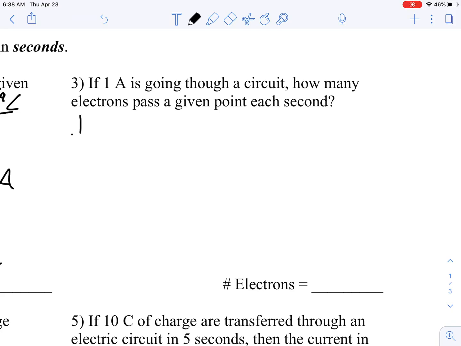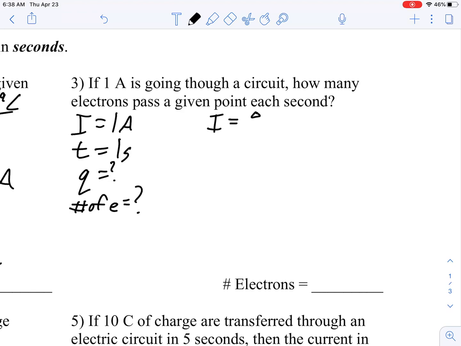So if 1 amp, so that's I, is going through a circuit, how many electrons pass a given point each second? Right, so this is actually a two-step problem already. So times 1 second. So we're looking for Q, and then we're going to convert Q to number of electrons. Okay. So I equals delta Q over T. 1 amp equals delta Q over 1 second. So delta Q is 1 coulomb.